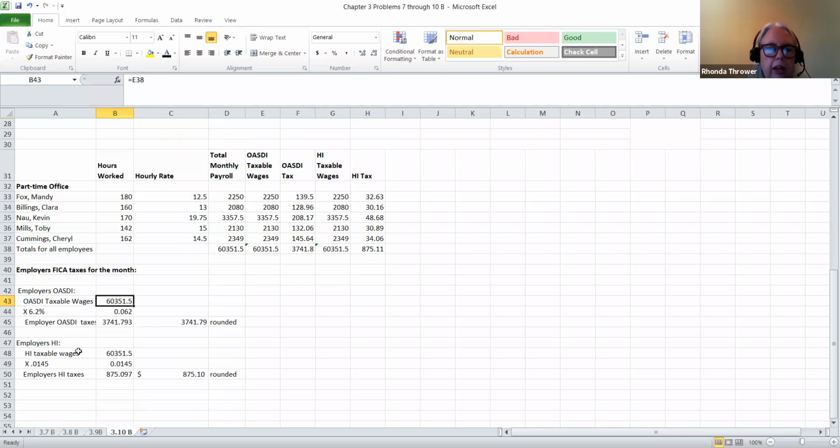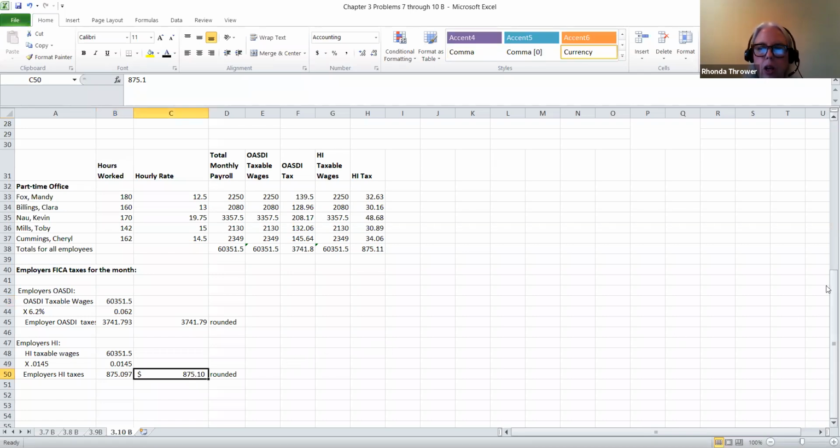For the employer's HI taxes, none of them went above the 200,000, so all the earnings are subject to 1.45%. So the total earnings again for HI taxes is $60,351.50 times 1.45%, which gives you $875.10 rounded. And that's all I want to talk to you about on the spreadsheet for problems 3.7 through 3.10.